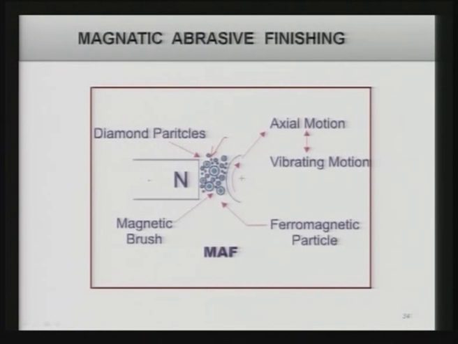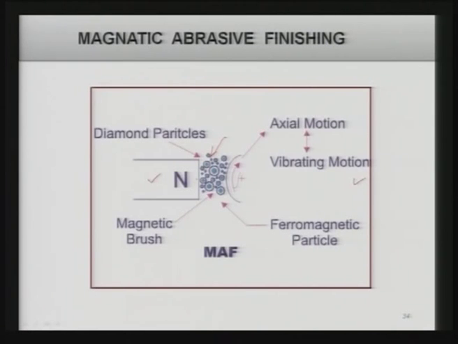Now, there is a north pole here and somewhere here will be the south pole, and it is the workpiece which is rotating. The gap between the north pole and the workpiece is filled up with magnetic abrasive particles, and these magnetic abrasive particles align along the magnetic lines of force, and they form what is known as a ferromagnetic abrasive brush.